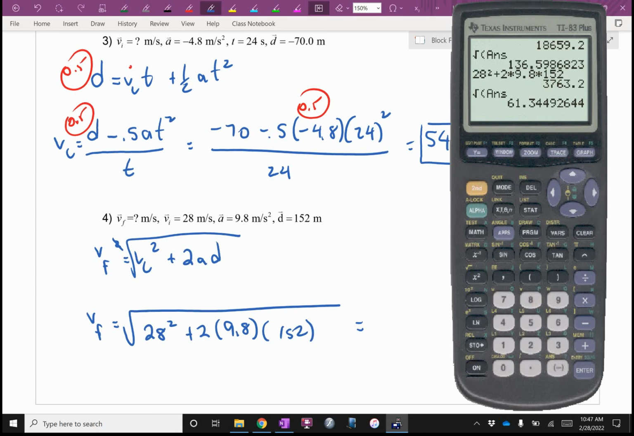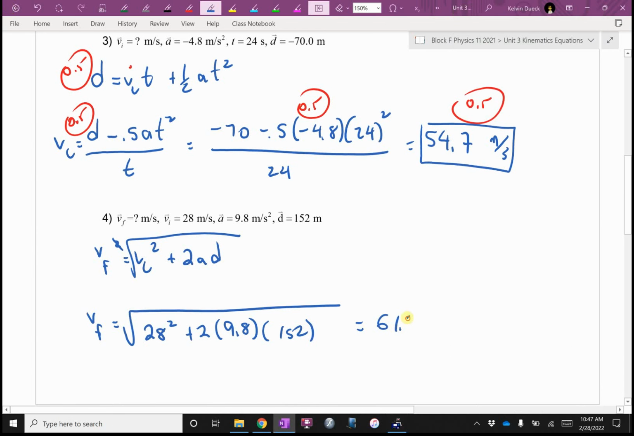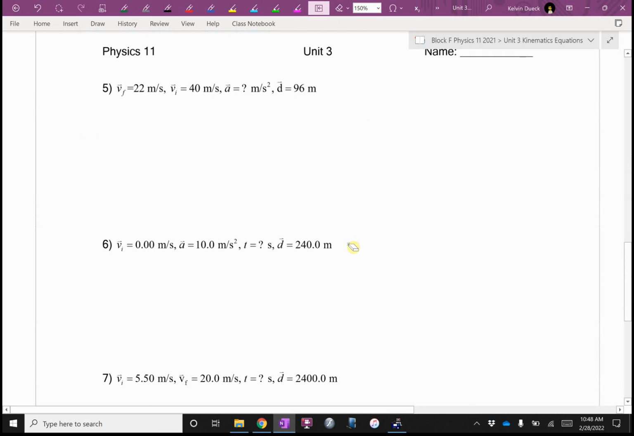Mallory, is 61.3 a better answer? Okay. Anytime you want to give me the stink eye, go right ahead. Units, meters per second. Again, half mark for the original equation, half mark for the square root, half mark for the numbers, half mark for the answer. Enter the page.